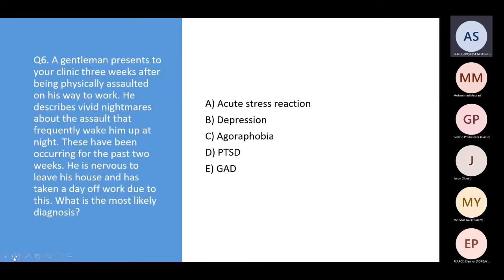So next question. A gentleman presents to your clinic 3 weeks after being physically assaulted on his way to work. He describes vivid nightmares about the assault that frequently wake him up at night. These have been occurring for the past 2 weeks. He's nervous to leave his house and has taken a day off work due to this. What's the most likely diagnosis? So is that an acute stress reaction, depression, agoraphobia, PTSD, or generalized anxiety disorder?